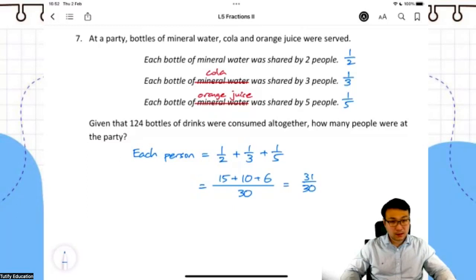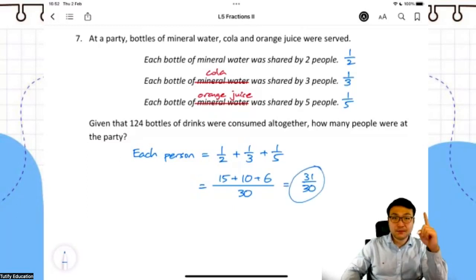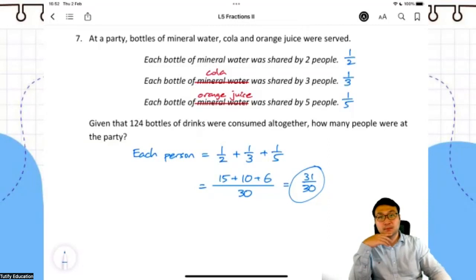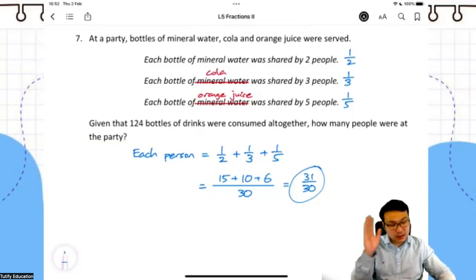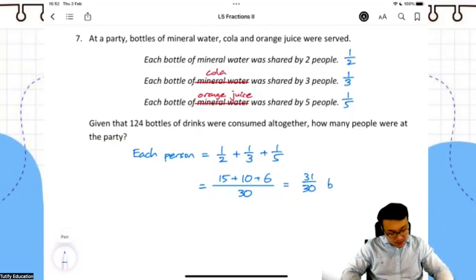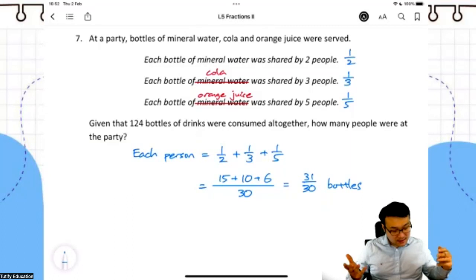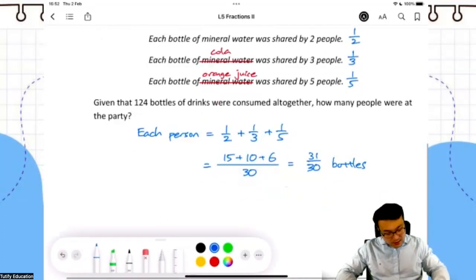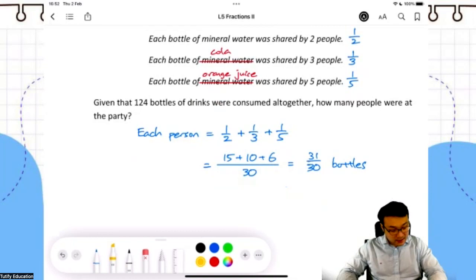So what does this mean? This means that every single person drank 31/30 of one bottle. It does not matter whether it's water, cola, or orange juice. I'm just trying to calculate the entire volume, all the liquid that they drank in terms of how many bottles. So each person drank 31/30 bottles of drinks.